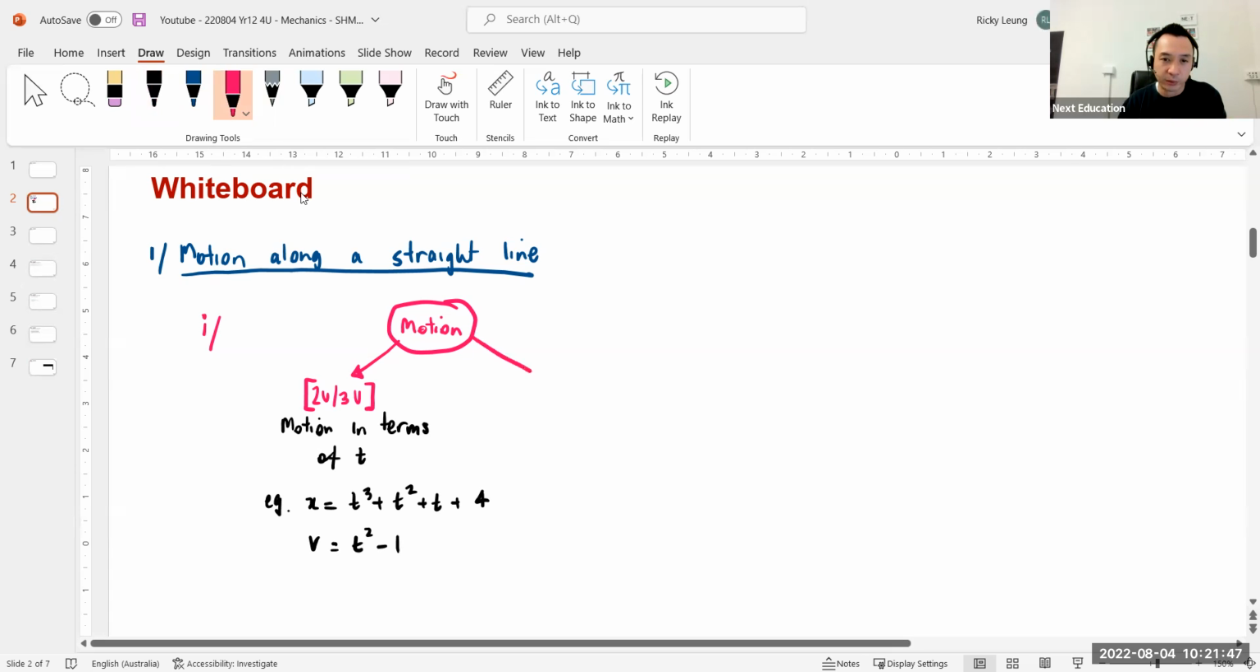Now, in 4-unit, in Extension 2, motion is in terms of x, in terms of displacement. Saying that though, you can have motion in terms of t made harder in 4-unit. Everything in 2-unit and 3-unit is absolutely open for use in 4-unit. But whenever you see motion expressed as a function of x, it's a 4-unit question.